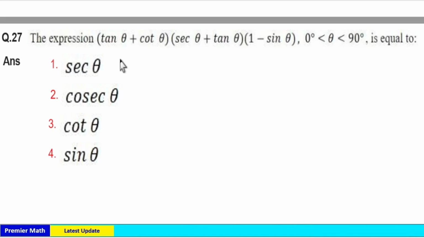Find the value of the expression. Here we have tan theta and cot theta. If you put the value of theta as 45, that will be easier, but sin 45 and cos 45 are equal, and here we have sec theta and cosec theta. Sec 45 and cosec 45 will give you the same value. So try to put the value of theta as any value other than 45.